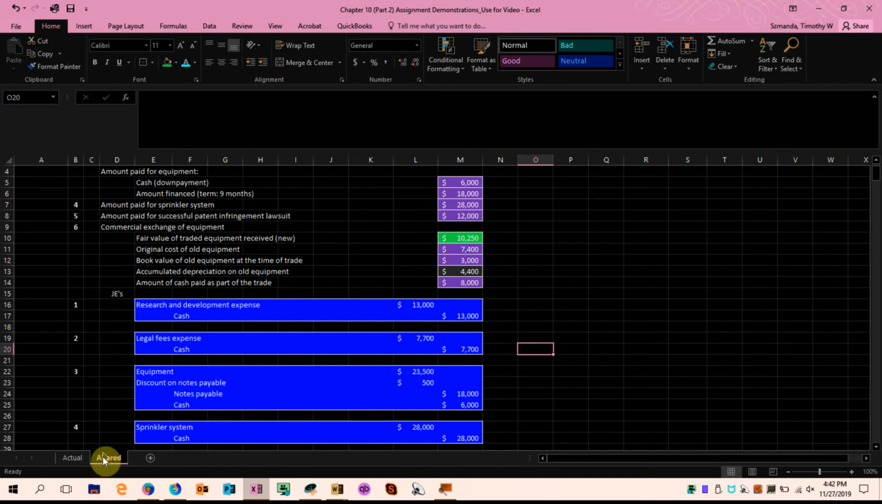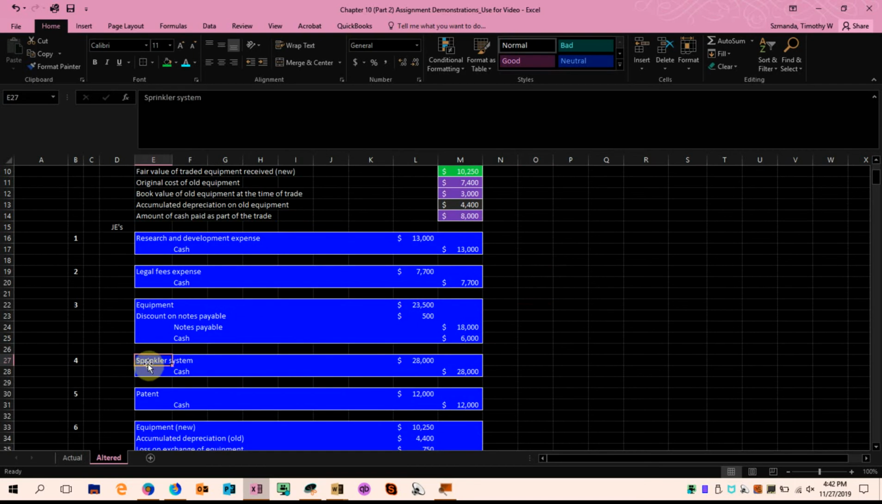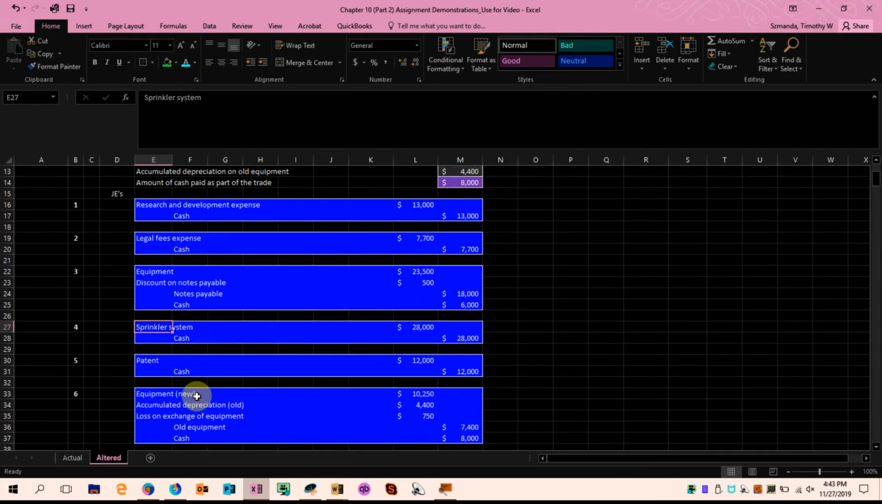Down to number 4, where we acquired a sprinkler system for $12,000. If it's a building sprinkler system, it could be capitalized into the building. I listed it as a separate asset, likely going to have a different depreciation schedule. We'll depreciate that on a different timeline, very likely, than we would the building. I think it's probably a little bit more practical to break the sprinkler system out. It's materially significant at $28,000. I would depreciate that on its own schedule. Number 5, amount paid for successful patent infringement. We talked about that one already.